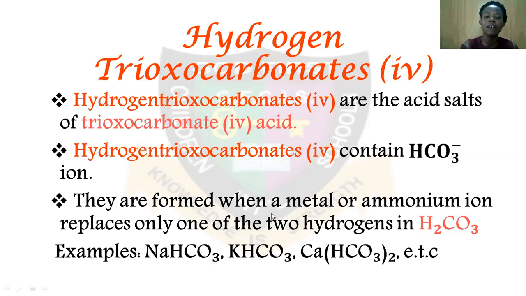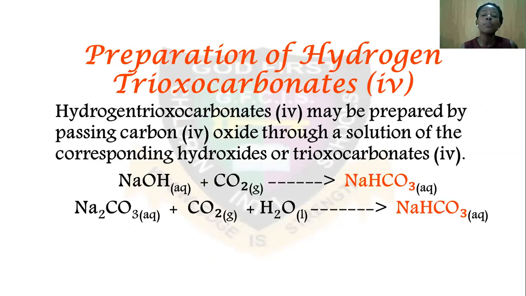So examples, you have sodium hydrogen carbonate, potassium hydrogen carbonate, then you have calcium hydrogen carbonate, and so many other examples that are in your notes. So preparation of hydrogen carbonates, they may be prepared by passing carbon dioxide through a solution of the corresponding hydroxide or carbonate. For example, you have sodium hydroxide reacting with carbon dioxide to give you sodium hydrogen carbonate.